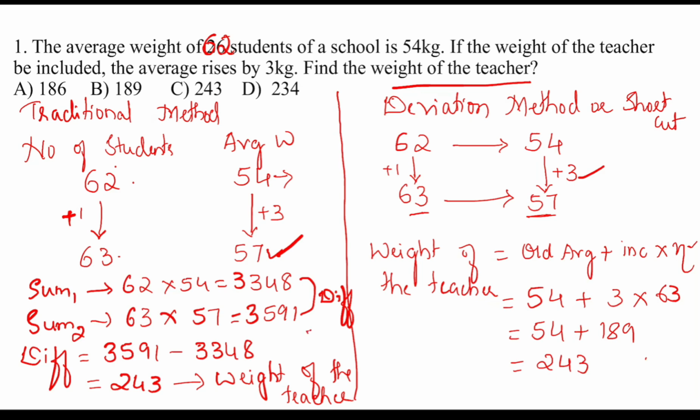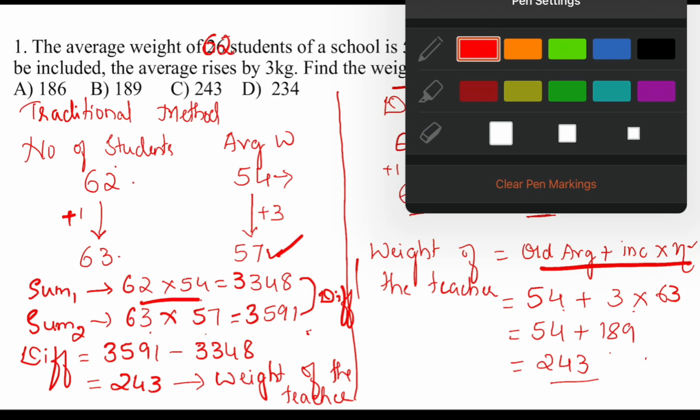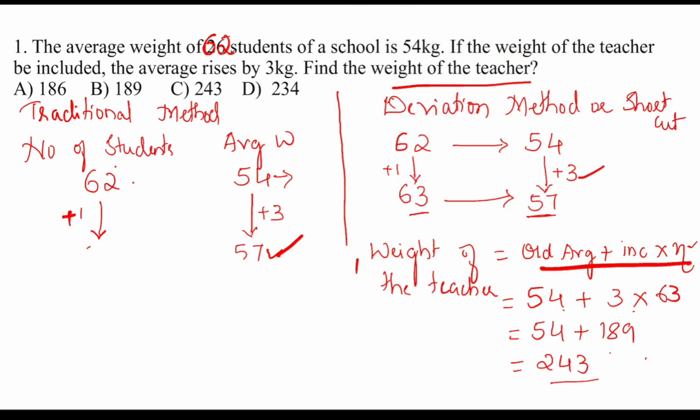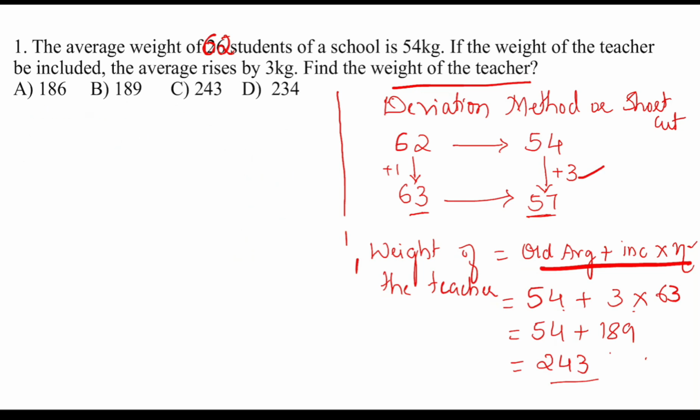But if you go with the traditional method, you have to multiply everything. 62 into 54, 63 into 57, this takes a lot of time. But if you know how to solve this, you can directly substitute the values and you will get the answer within a few seconds. Now, let me explain how you got this formula. No need of by-hearting. It is very easily understood how you get this formula.